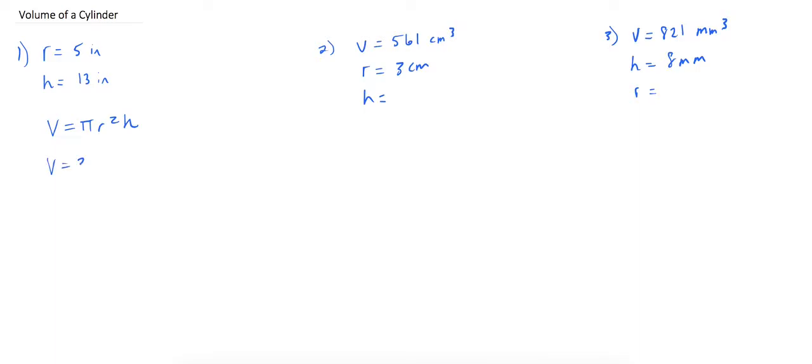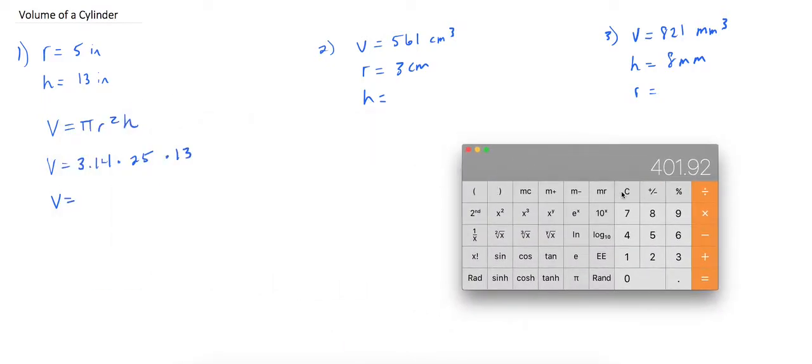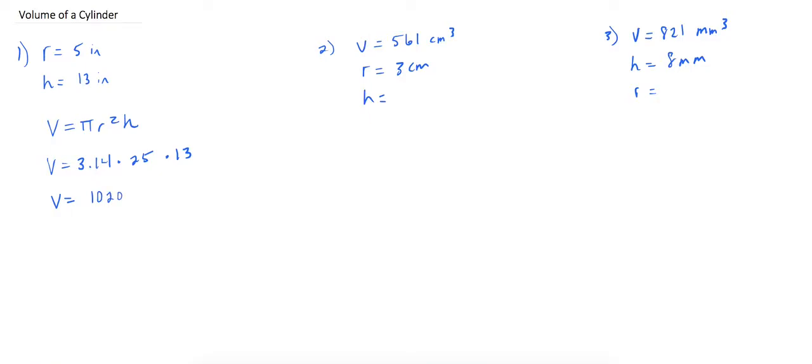So volume equals 3.14 times the radius squared, which would be 25 because the radius is 5, so 5 times 5 is 25. And then we multiply that by the height, which is 13. So the volume is equal to 3.14 times 25 times 13, and that equals 1020.5. 1020.5, and volume is going to be inches cubed. So this is the volume for number one.